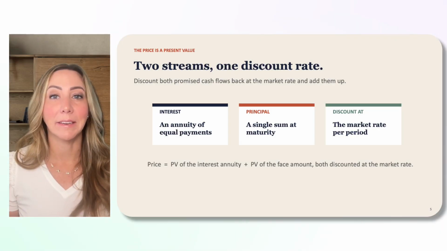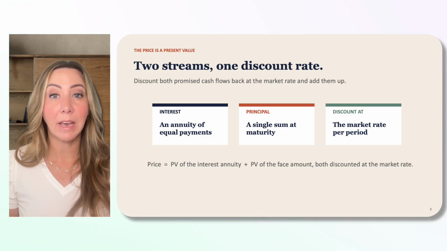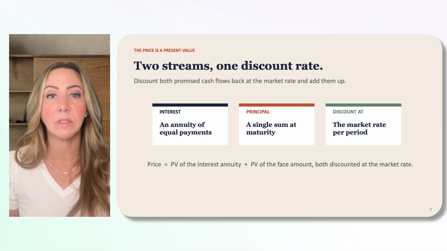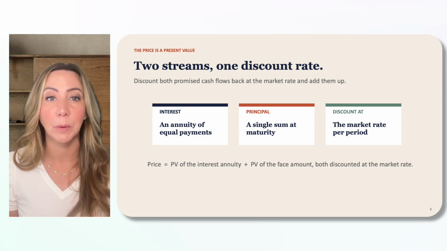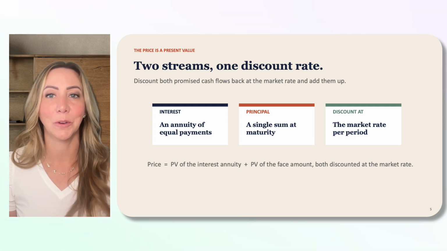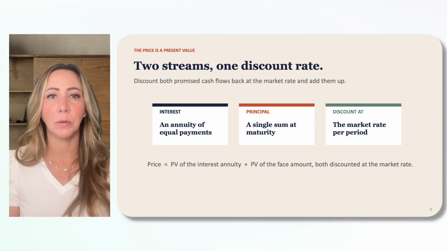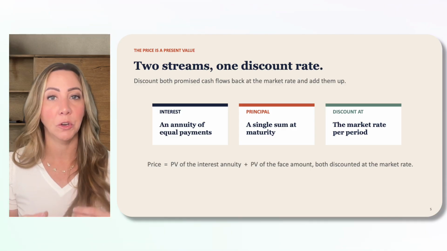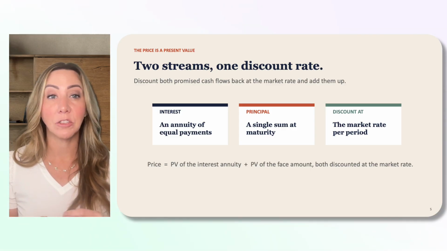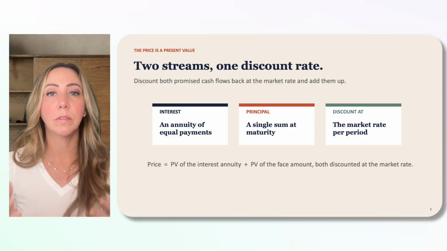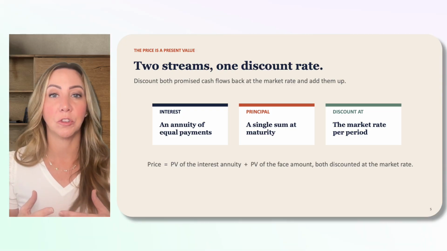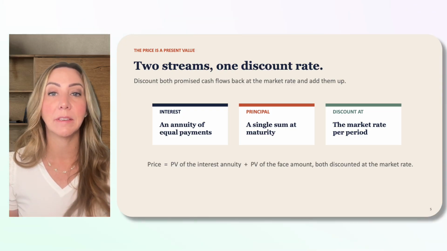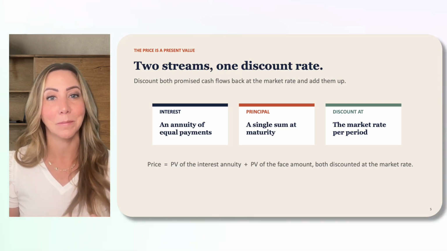Now let's actually get into pricing. Remember, a bond promises two different kinds of cash flow, and we discount each of them. The first cash flow is the interest. Those equal semi-annual interest payments form an annuity, the same fixed amount period after period. So we discount them using the present value of an ordinary annuity factor. The second cash flow is the principal, the single face amount paid once at maturity. That's a lump sum, so we discount it using the present value of a single sum factor.